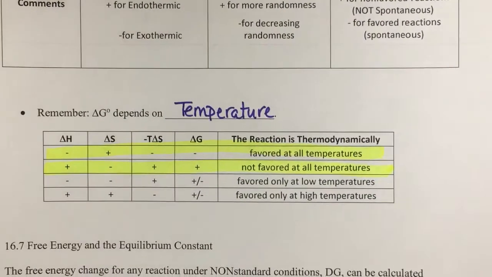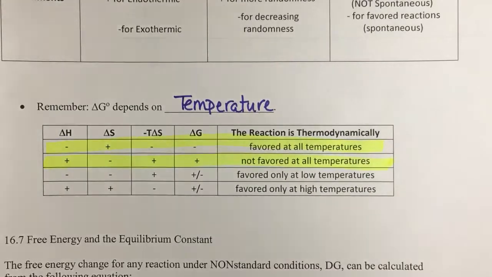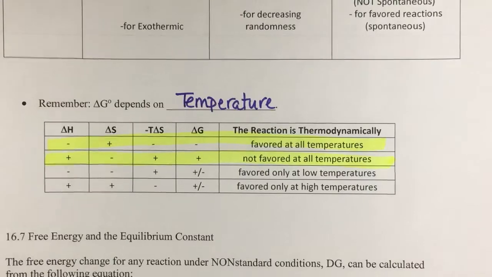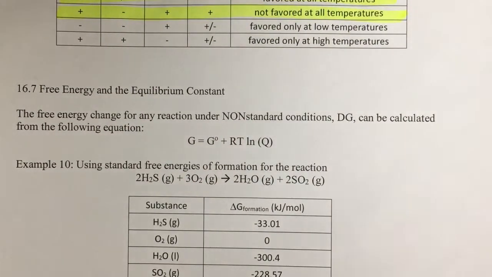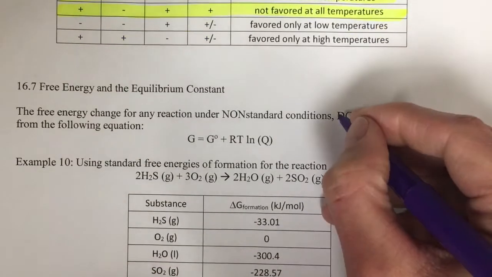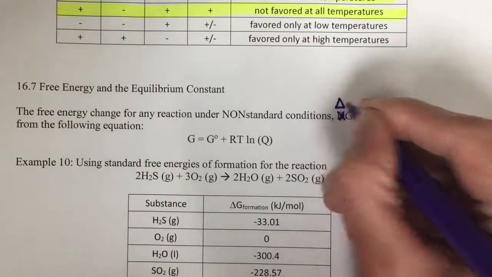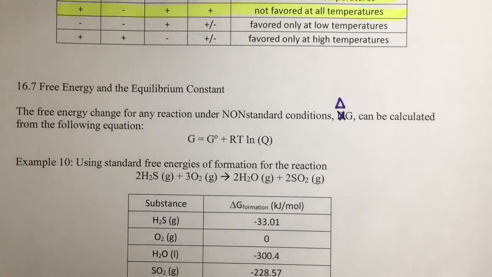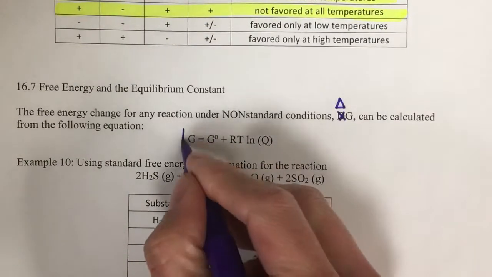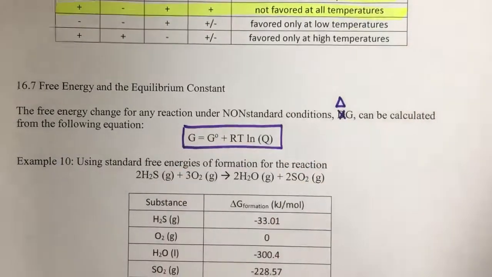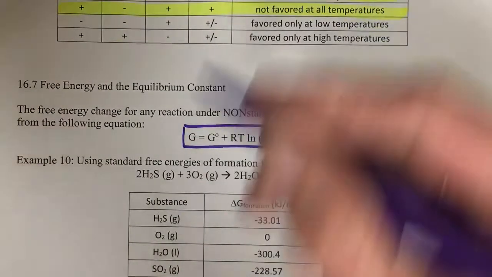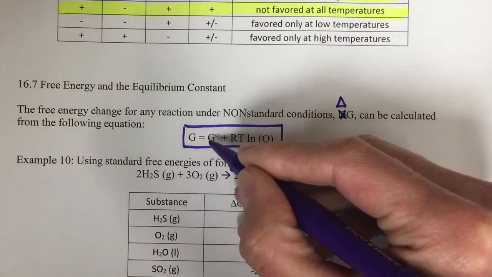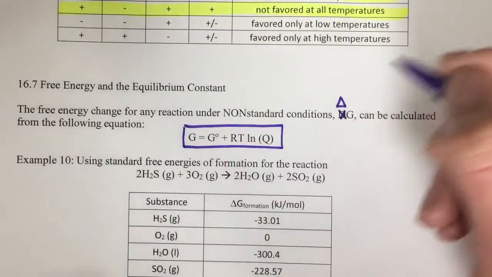Now, everything that we've done so far is for standard temperatures and pressure. What if we have non-standard conditions? Okay? So if we have non-standard conditions, this should say delta G, can be calculated from this equation. Now, if we look, some of these things should be familiar. Here is our free energy at standard conditions.